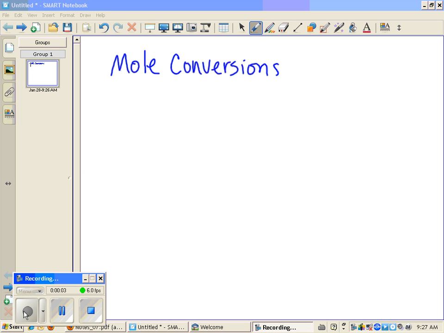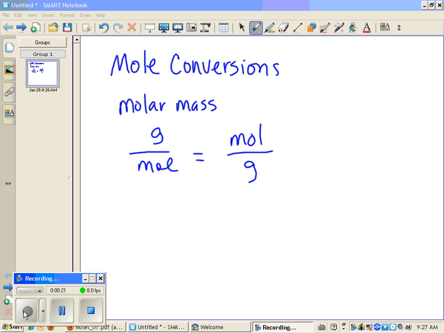All right, so this is going to be a lesson on mole conversions. And what happens is we're going to use our conversion factors. I've already told you that we have 3 conversion factors. Our conversion factors are going to be molar mass, which is going to be grams over moles, or moles over grams. It doesn't matter which way you use it. Your units will tell you what to do.